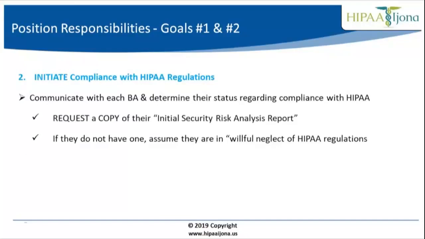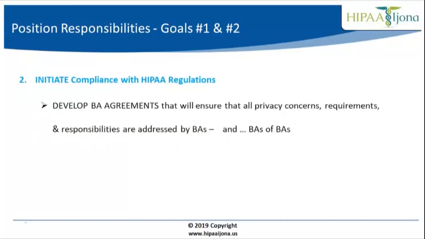So the next thing you've got to do is initiate compliance with HIPAA regulations. That means you've got to communicate with every business associate and determine their status regarding compliance with HIPAA. The best way to find out if they are doing anything about it is just to ask a simple question: give me a copy of your initial security risk analysis report. Now, if they don't have one, and they don't have a clue what you're talking about, just assume they're in willful neglect. And they're a danger to you when they're in that state.